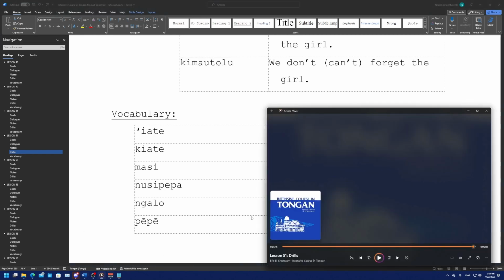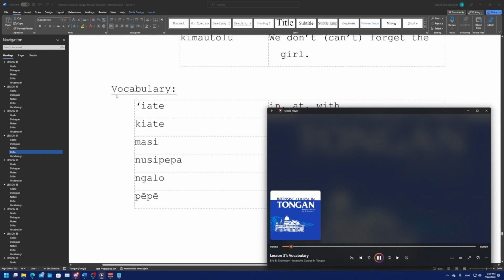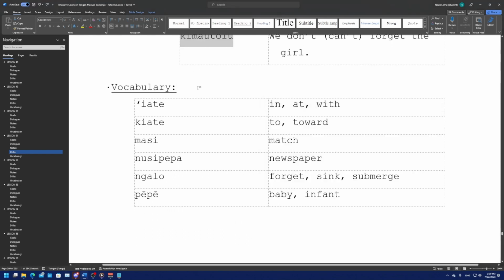Cool. And let's see. So that's all the drills. There's also Lesson 51. She'll also read all the vocabulary, so we can hear that.